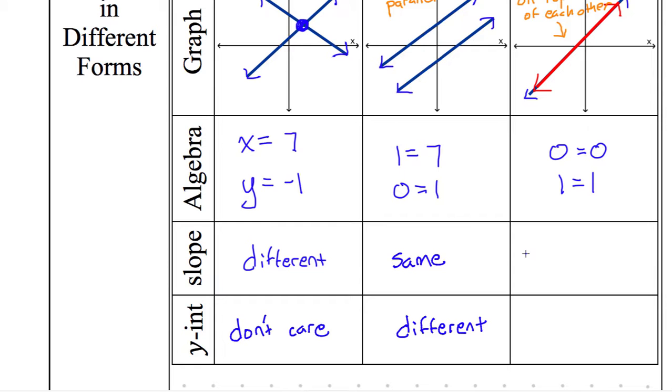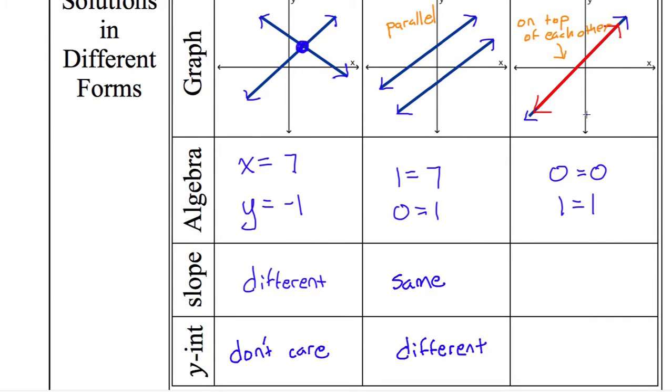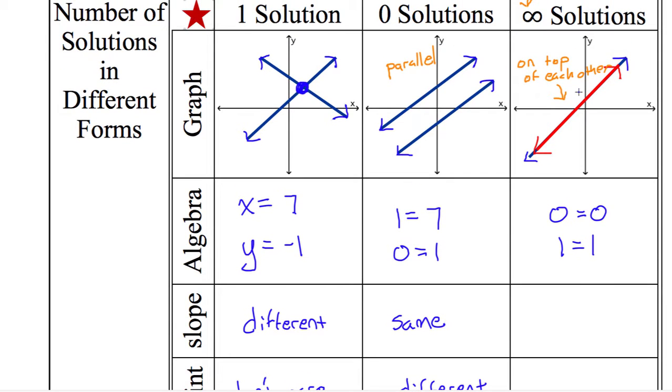All right. And then using the words same or different, what can we say about the slope for infinite solutions? What are the slopes of those 2 lines? Are they the same or are they different?